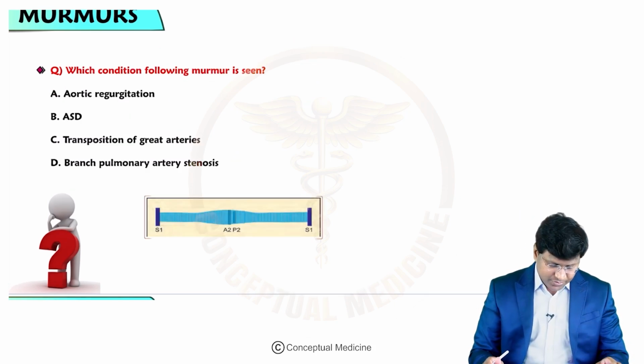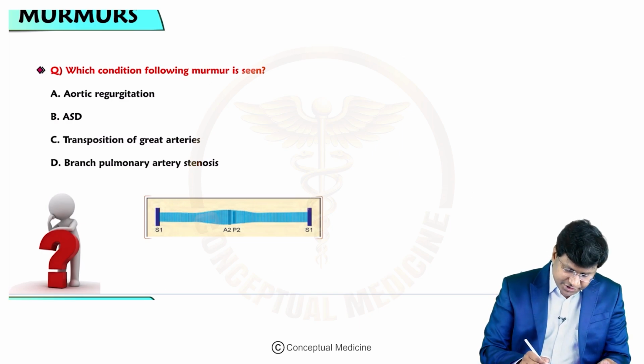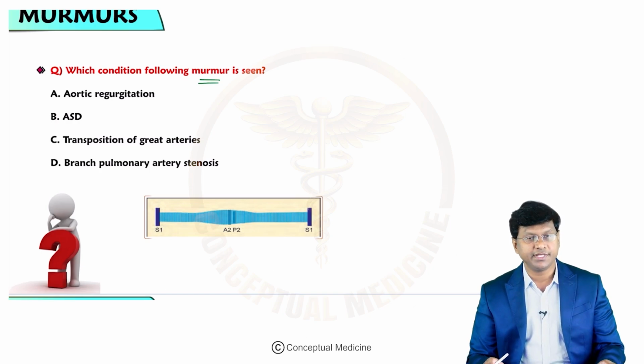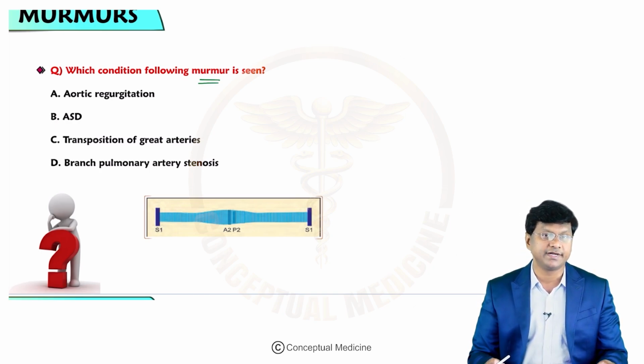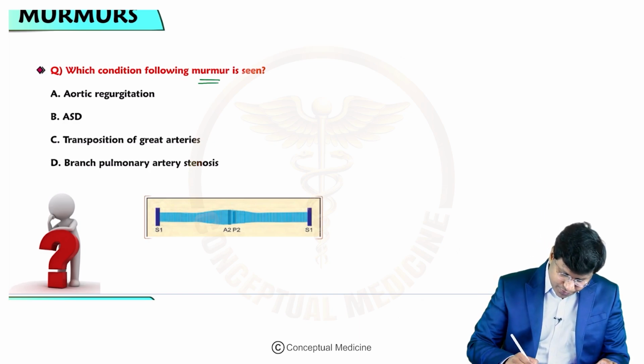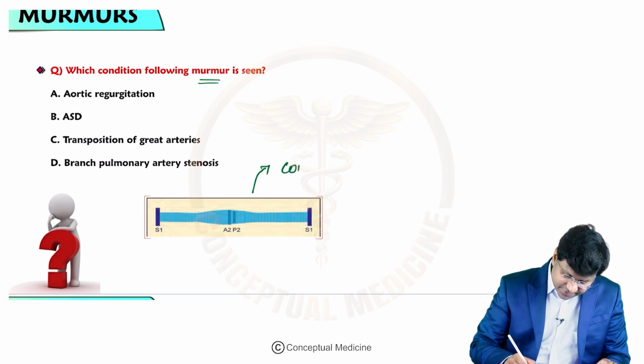Next, now you see the next question. In which condition is the following murmur seen? Aortic regurgitation, ASD, transposition of the great arteries, branch pulmonary artery stenosis. So what is the image which has been shown to you? It is a continuous murmur.